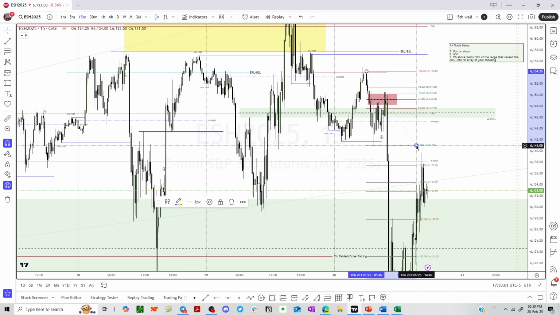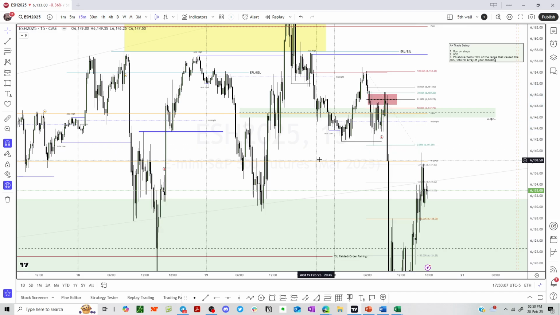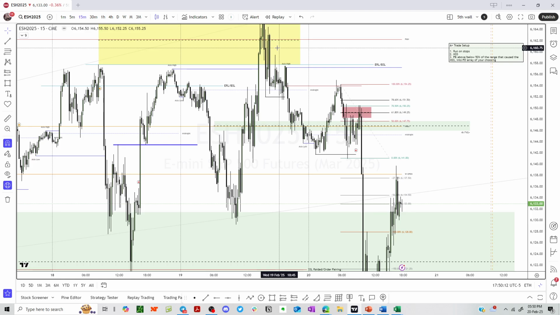Essentially, right? That's the rules. Rules are run on stops, market structure shift. Run on stops, market structure shift. So you have an entry here on the order block. So: run on stops, market structure shift, retracement above 50% of the price leg that caused the market structure shift into this, right?